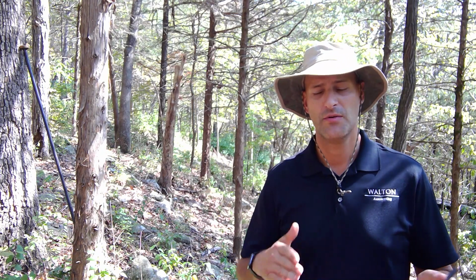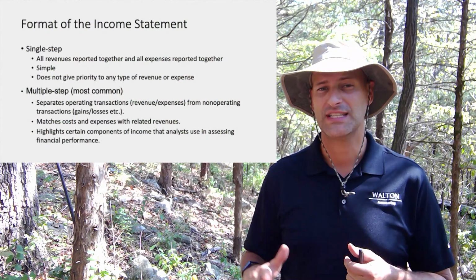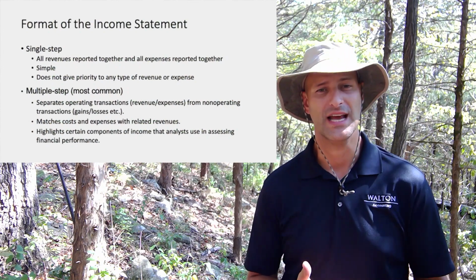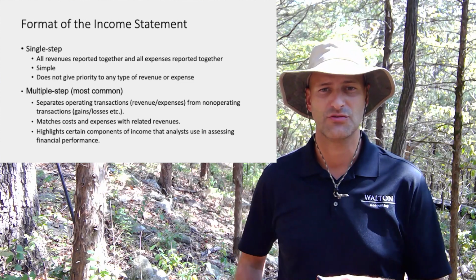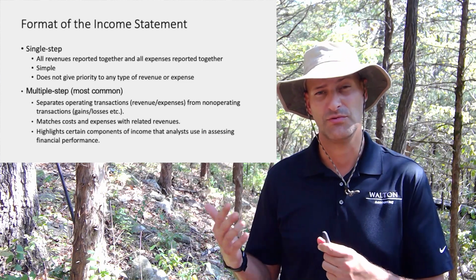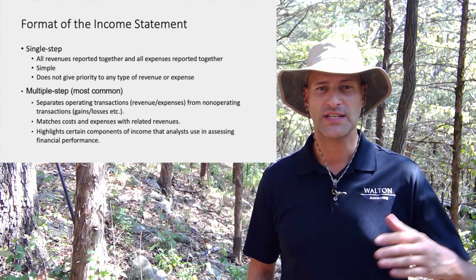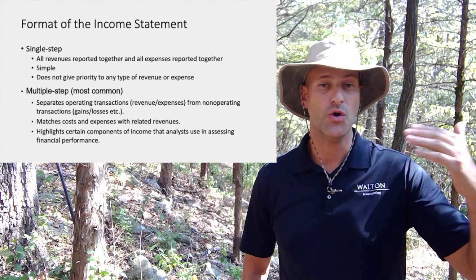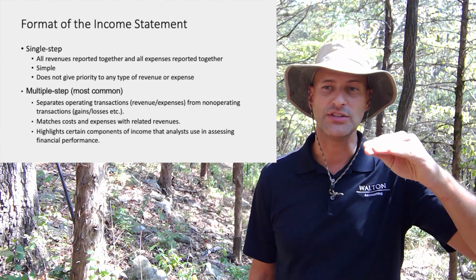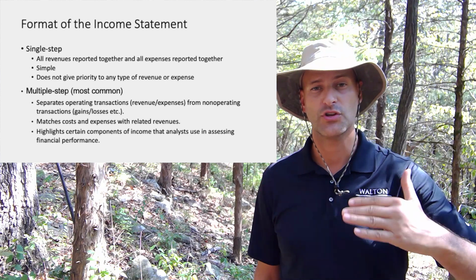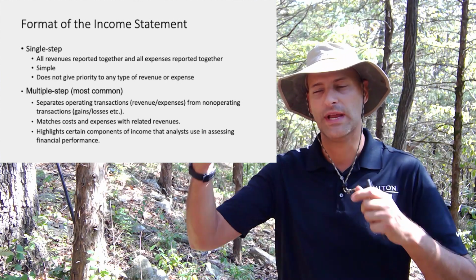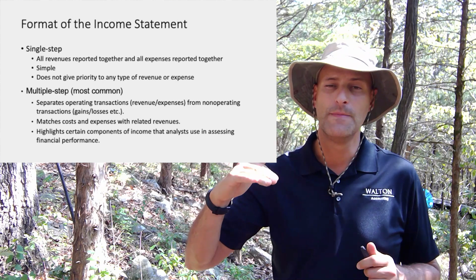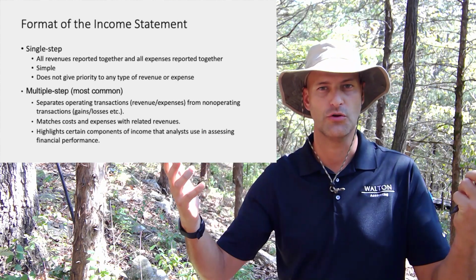So we moved on to the preparation of the income statement, where there's a single-step and a multi-step. Almost everybody uses a multi-step, which separates operating transactions, or revenues and expenses, from non-operating transactions, which we refer to as gains and losses. The multi-step also does a good job of matching costs and expenses with related revenues. So that's why on most income statements you see sales and then cost of goods sold to give you gross profit. Well, that's a multi-step. It's showing that we can match up cost of goods sold with sales to give us this gross profit figure.